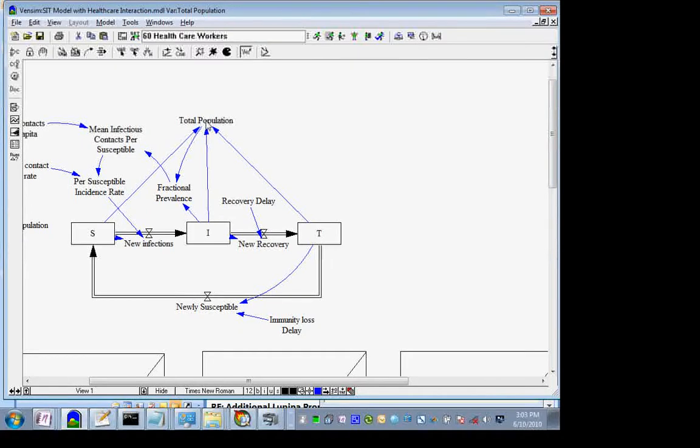How about fractional prevalence? So what is fractional prevalence? Who could tell me what the formula for this is?